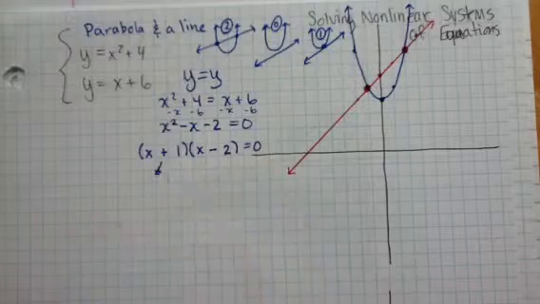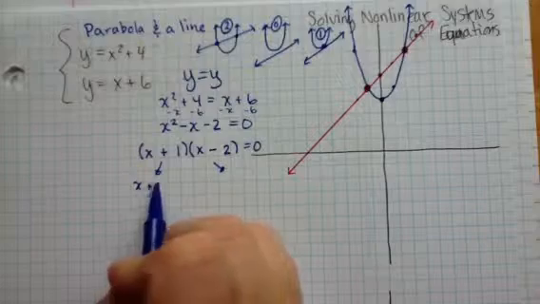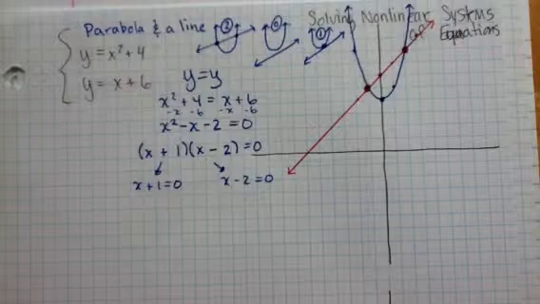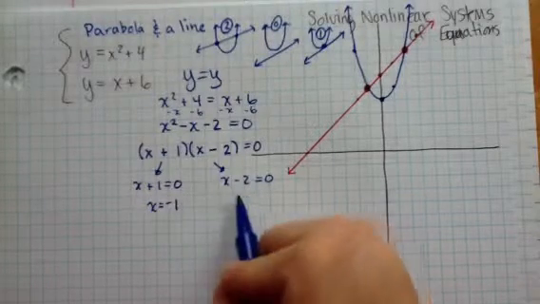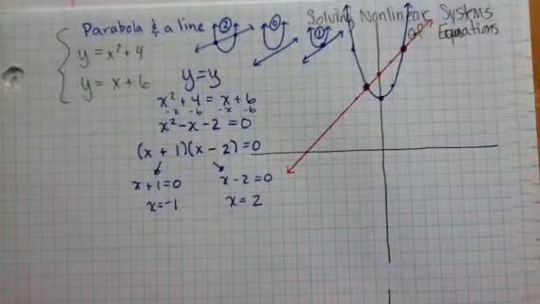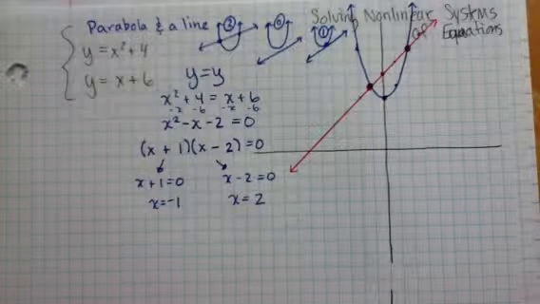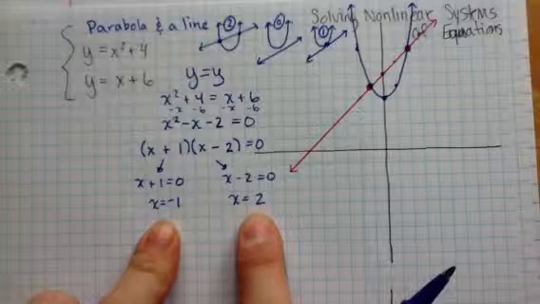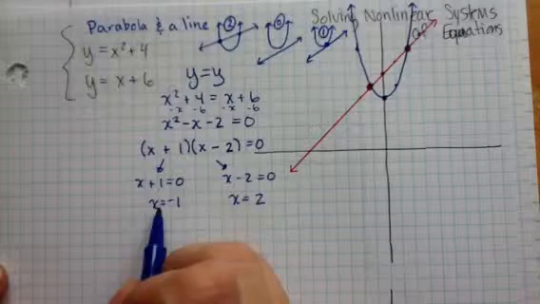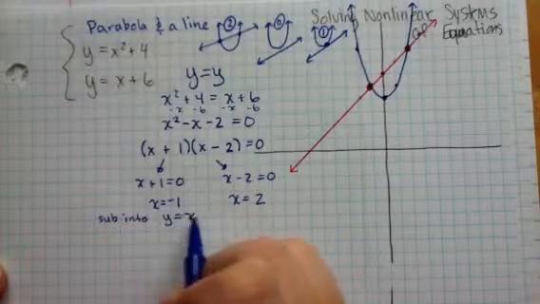Then the zero product property says that since x plus 1 times x minus 2 equals 0, that must mean that x plus 1 equals 0 or x minus 2 equals 0. Solving for x, I get x equals negative 1 or x equals 2. Now that's fantastic. That's my x value for my ordered pairs. But what I've got to do is go back and substitute those into one of my equations to figure out what y is. So I'm going to substitute into y equals x plus 6, since it looks easiest to work with.